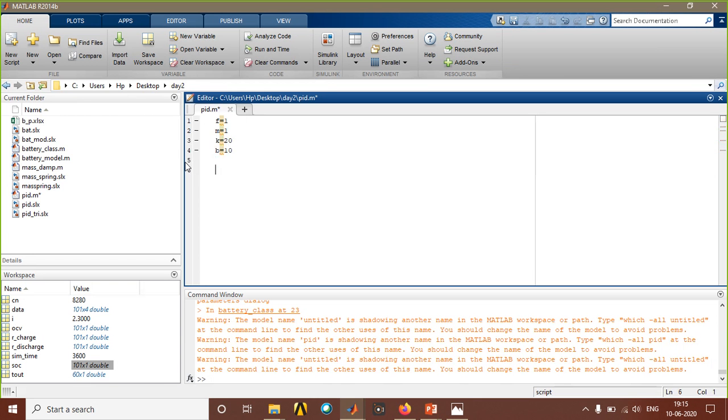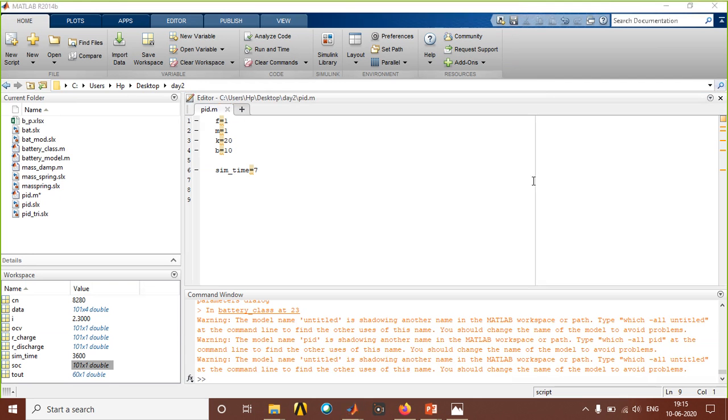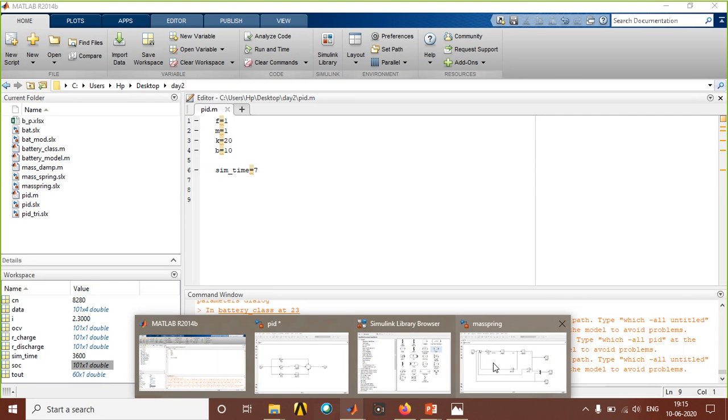Next, sim time. Simulation time, I'm going to put as 7. So it can vary. 1, 20, 10. Simulation time equal to 7. It can vary, it depends on your input. I gave my inputs. So what am I supposed to do to simulate my Simulink model over here, what is the command? I already have my Simulink model. I have my Simulink model name as mass spring.